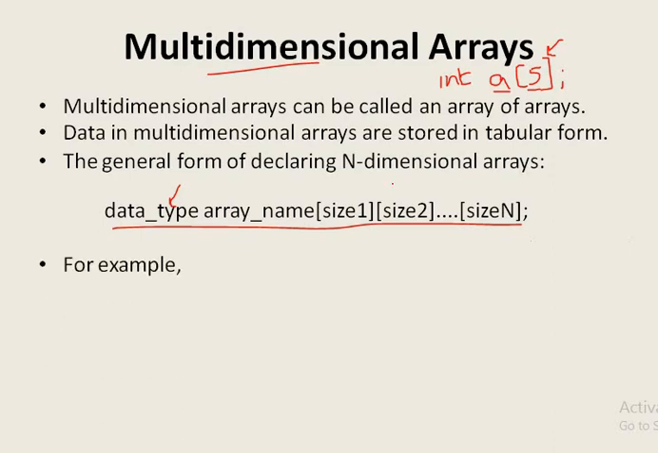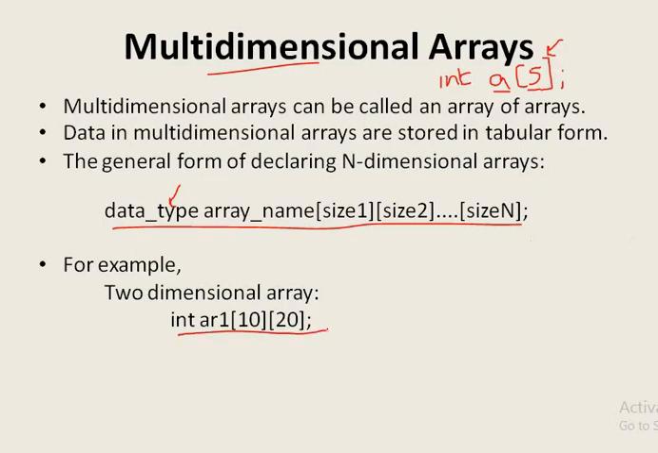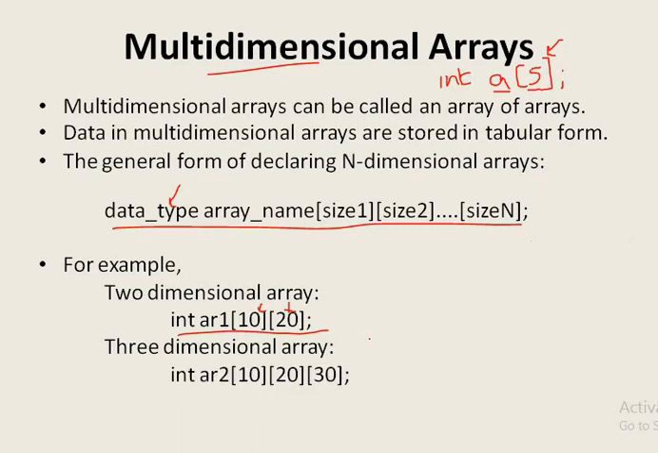Now, let us see some examples. Here is an example of a two-dimensional array: int AR1[10][20]. Clearly there are two subscripts. The first subscript is 10 and the second subscript is 20. So, this is a two-dimensional array. If you have three different subscripts, then it will be a three-dimensional array. Here AR2 is a three-dimensional array, which has three different sizes, size 1, size 2 and size 3. This is how multidimensional arrays are declared.